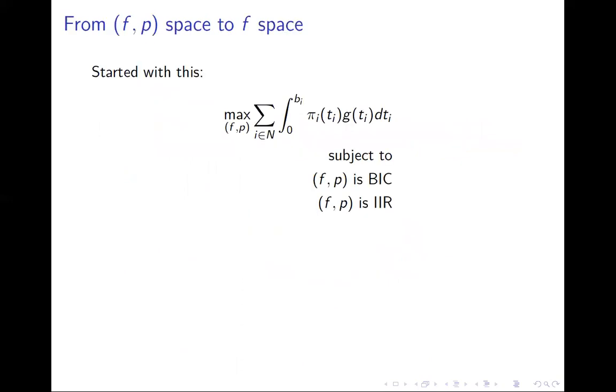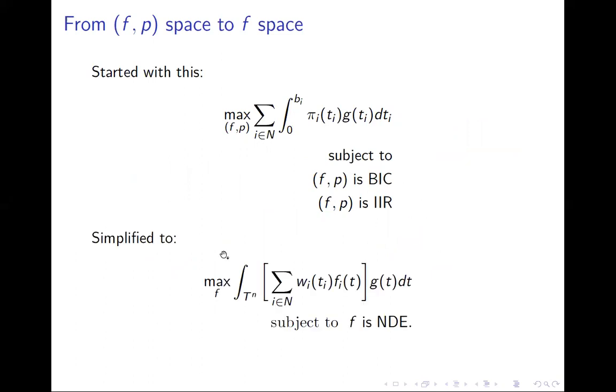Okay, so summarizing, we started from this expression, which is to maximize the expected revenue. It had the P term in the objective function, subject to (f, p) being BIC and IIR. We changed it, or simplified it, using our characterization to just an optimization problem in F space. Our optimization is over all F such that the expected virtual value is maximized, subject to F being non-decreasing in expectation.